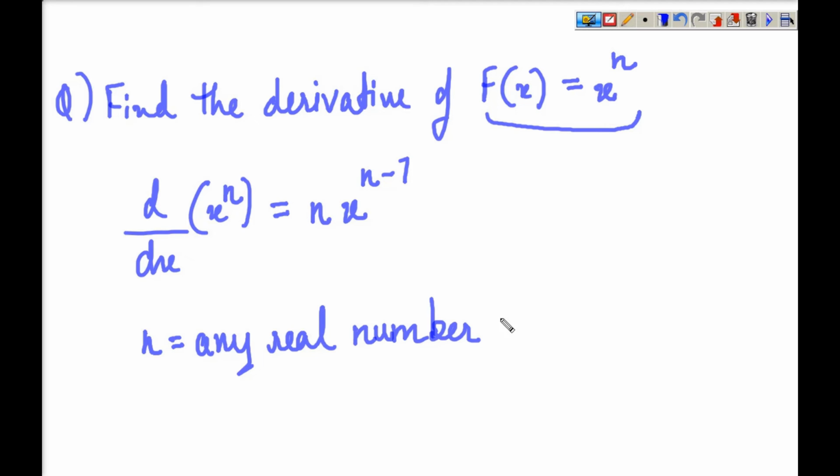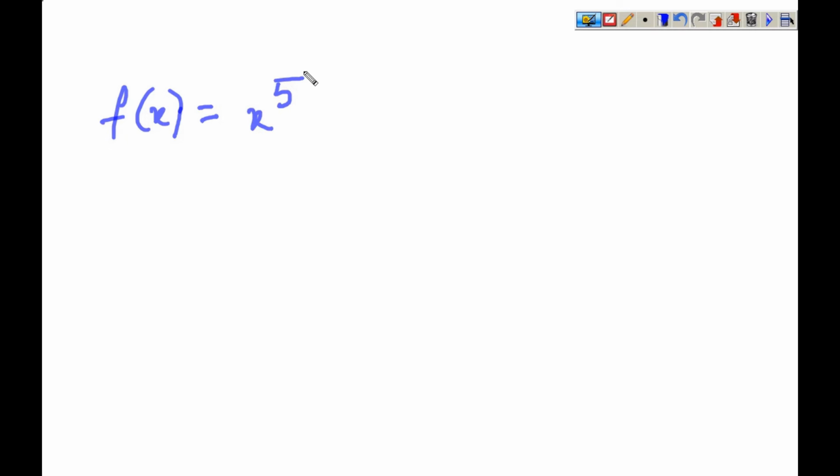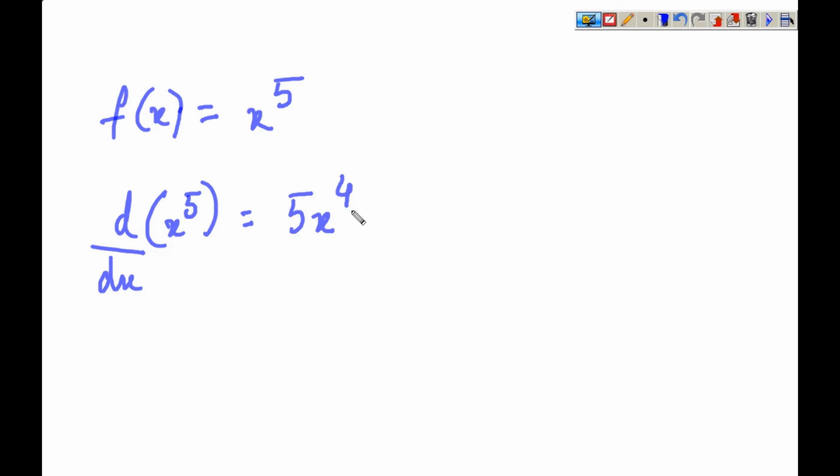So if we solve a question based on this, let's find the derivative of the function f of x equals x raised to power 5. The derivative using the above rule will be d by dx of x raised to power 5, which is equal to 5 times x raised to power 4.